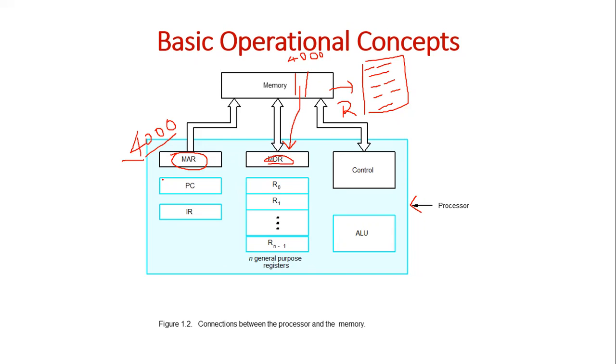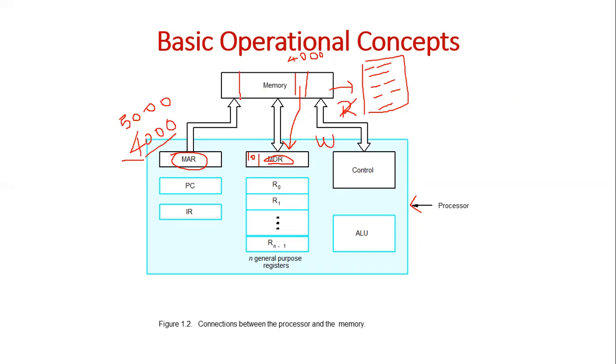It is under which circumstances, if MAR contains 4000 and the control signal is read. Okay. Let us assume MAR contains 5000, and the control signal is write, not read. Then it means that whatever the current value in the data register, say it contains the binary value 101, write the content of the data register to the location 500.